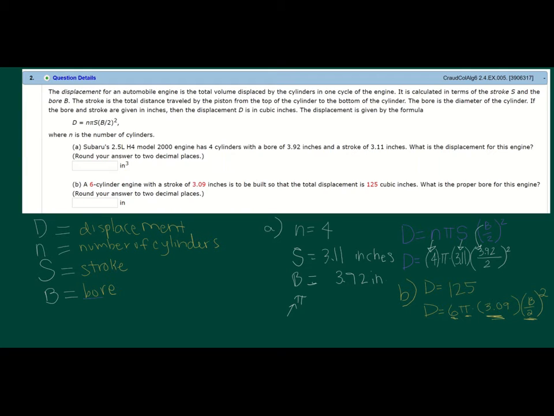We're going to use the crossing graph method in order to find this. Not only do we have a formula for D, but we also have an actual value for D, 125 cubic inches. We were told the total displacement. So we're going to use, like I said, the crossing graph method, where we let one of these equations for D equal to y1, and then we let the other equation for D be equal to y2.